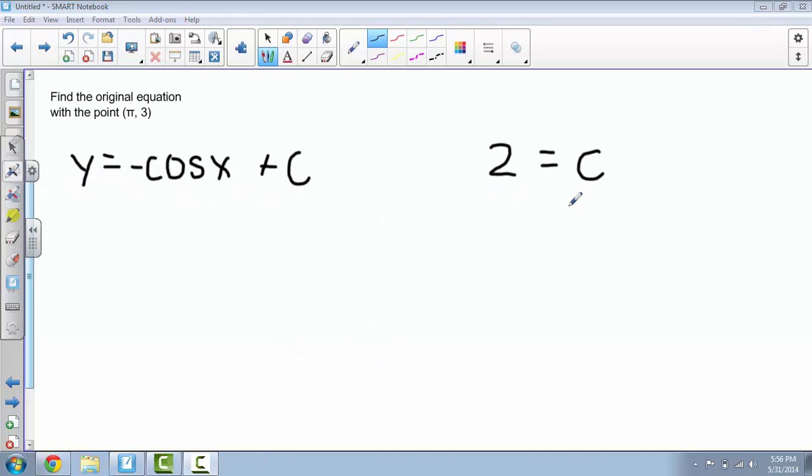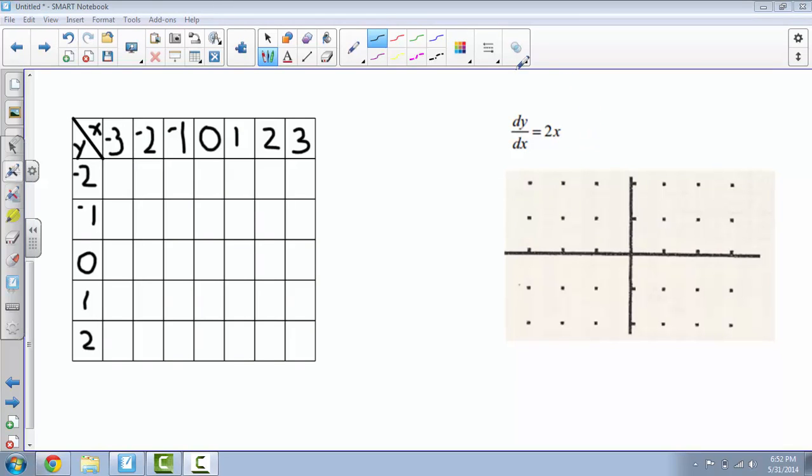Okay, so with the equation y equals negative cosine of x plus c, you now have the c value, which equals 2. So you can plug it in, which leaves you with the original equation of y equals negative cosine of x plus 2. We are going to graph a slope field for this differential equation.